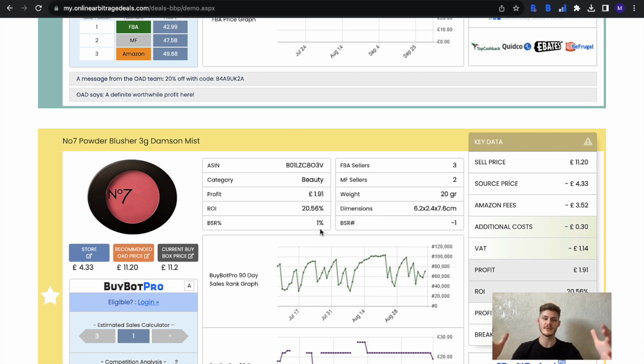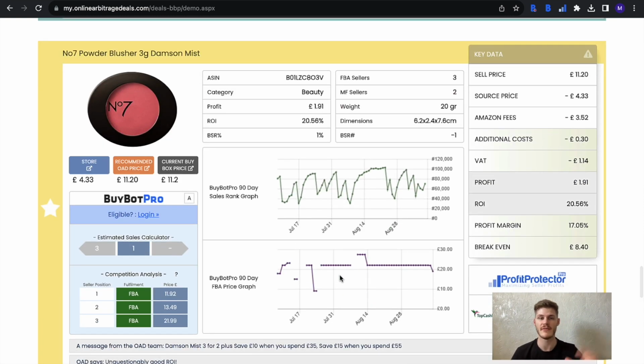So today I'm going to be talking you through the charts that appear for every single item in your deal portal. What are they? How can they help you? How do you read them? And what can they indicate to you?